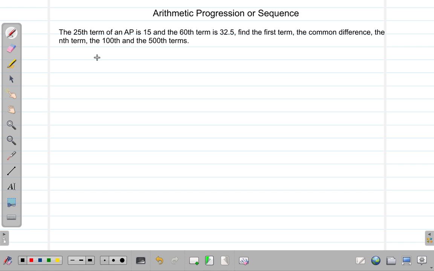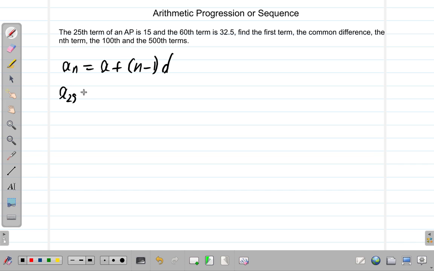Now, you know that the nth term an is equal to a plus n minus 1 d, where a is the first term, n is the position of that term. The first term, n is 1, the second term, n is 2, the third term, n is 3, and so on and so forth. And d is the common difference, the number that you add to get the next term, alright?